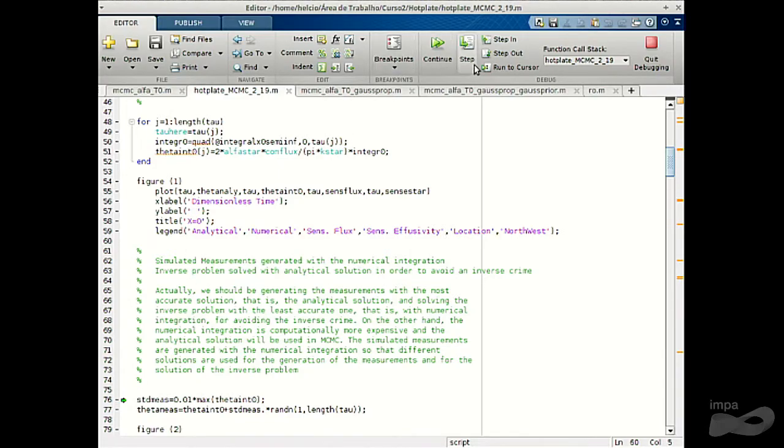Okay, breakpoints. Where do I get out of this? Okay, quit debugging here. Okay.